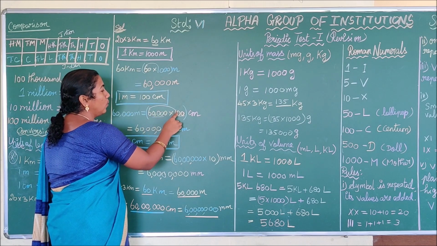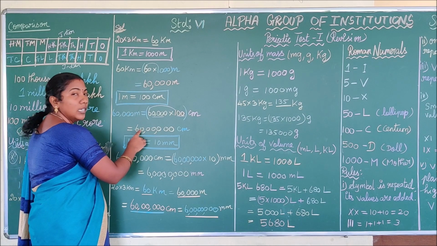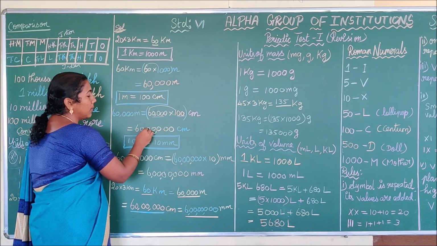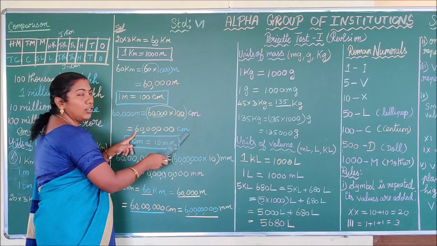1, 2, 3, 4, 5, 6. So you have to add 6 zeros. And you have to place the commas as per the Indian system. Okay, this is your value. We have converted meter into centimeter.